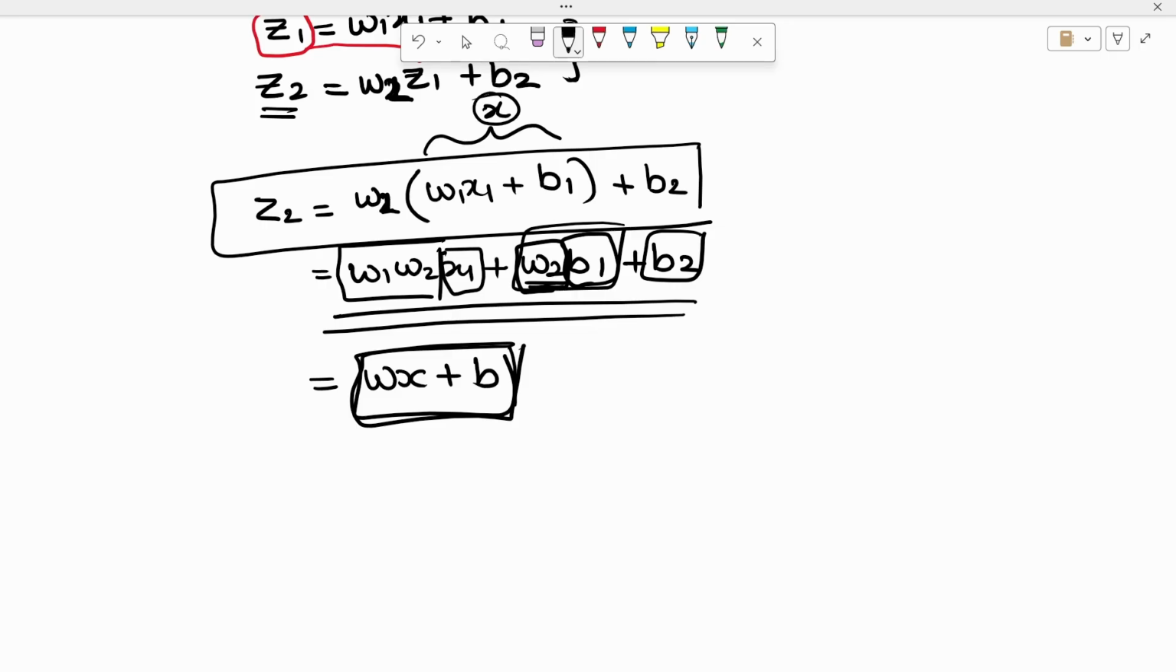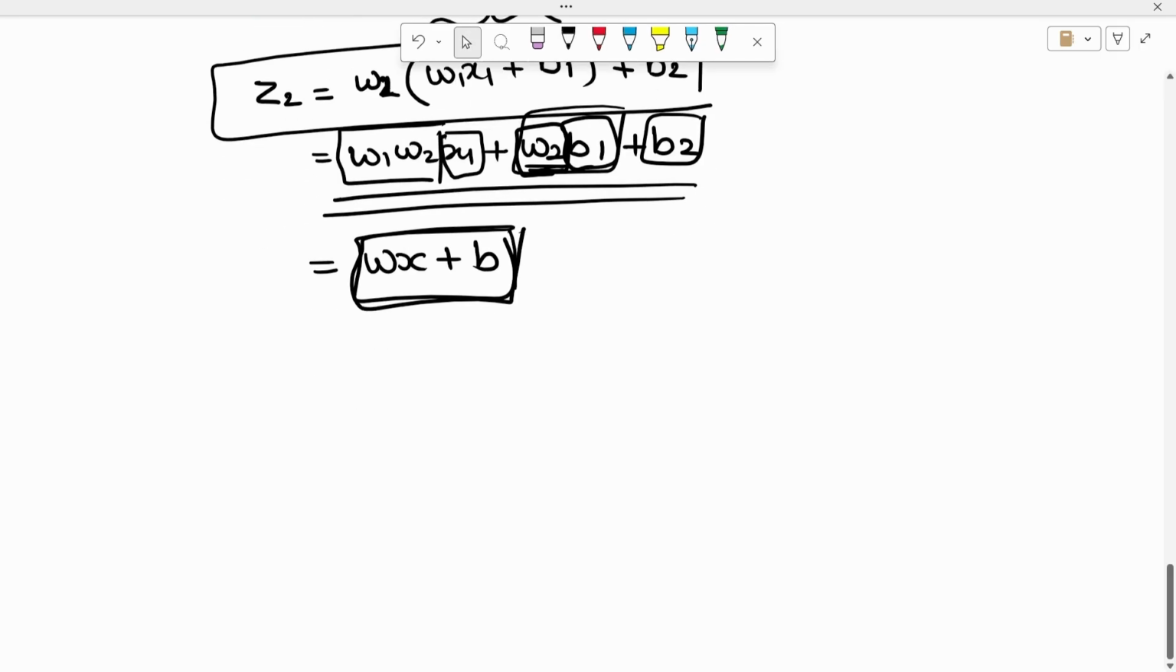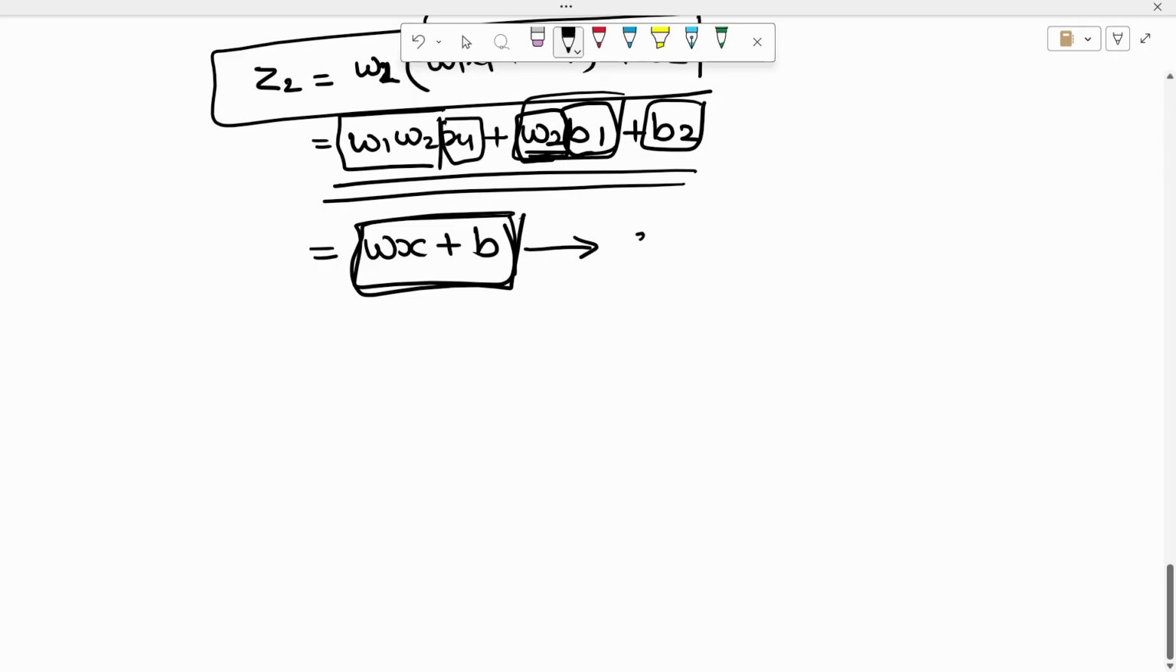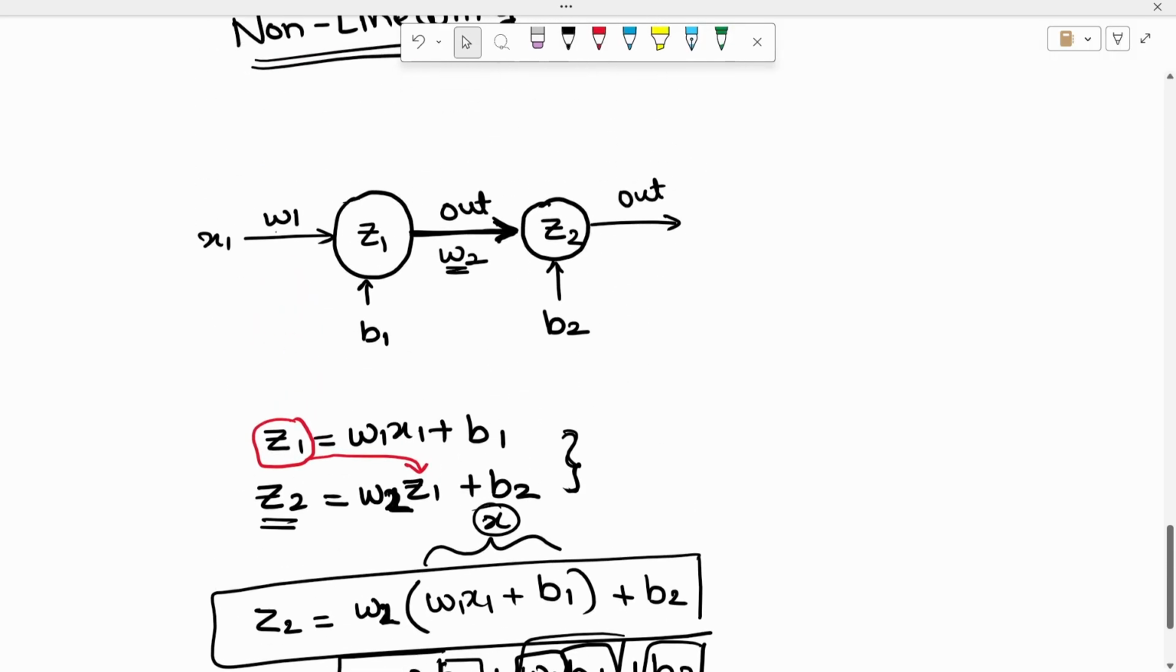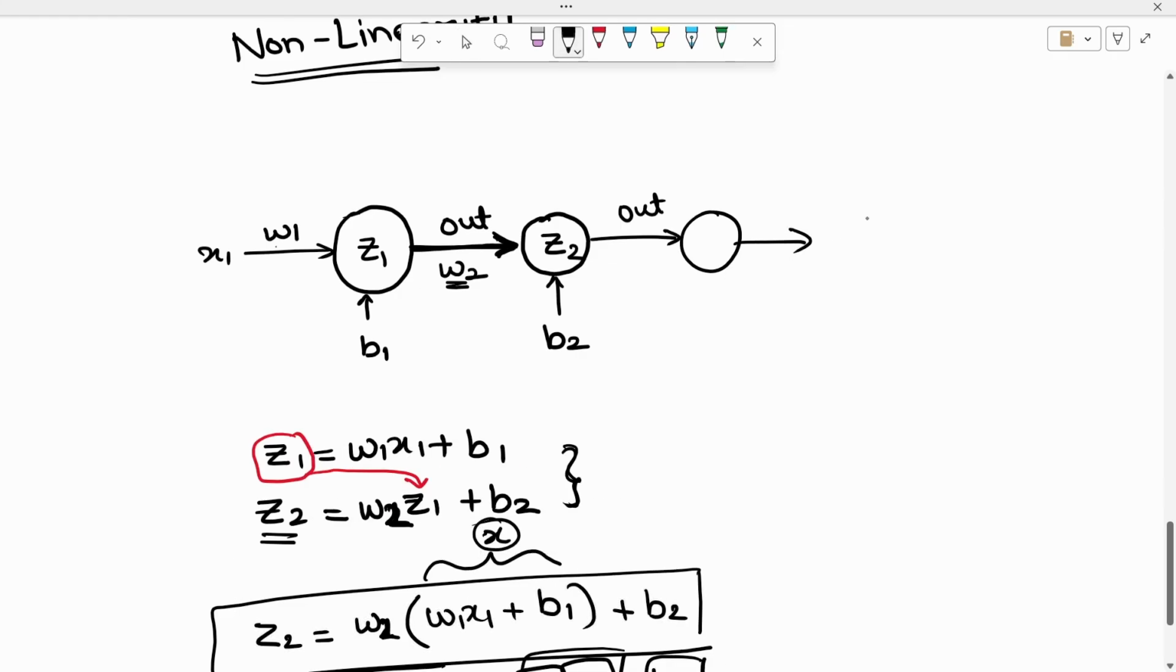So it still looks in the form of Wx plus b. Now Wx plus b, we've seen in the previous videos, is an equation for a straight line, right? Why? Because we have a single degree of 1. Now, no matter how many layers you stack over and over after this, one after the other, it will always be simplified into another linear function, right?